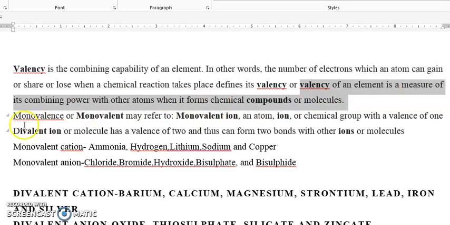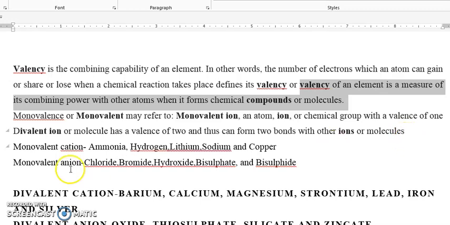Now we all know that there are different types of valency, like elements, atoms or ions having monovalency, divalency or multivalency. Monovalent refers to an atom, ion or chemical group with a valency of only one. Mono means one. So any atom, ion or chemical group which has got a single valency is called monovalent. A divalent ion or molecule has a valency of 2 and therefore can form two bonds with other atoms or molecules.